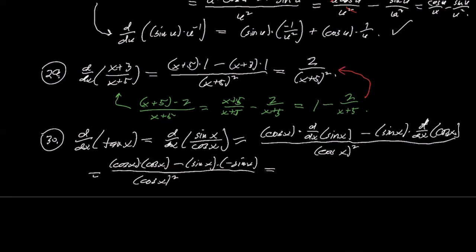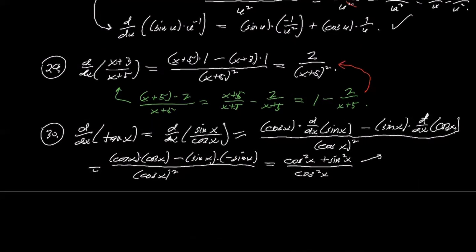But if you simplify this, this becomes cosine of x times cosine of x, cos squared of x. And then we have a minus here and a minus here that cancels. So we get a plus sine squared x all over cosine squared x. And here's the thing, that numerator is 1. So that is actually 1 over cosine squared x, which is 1 over cosine is secant. So that's secant squared of x.